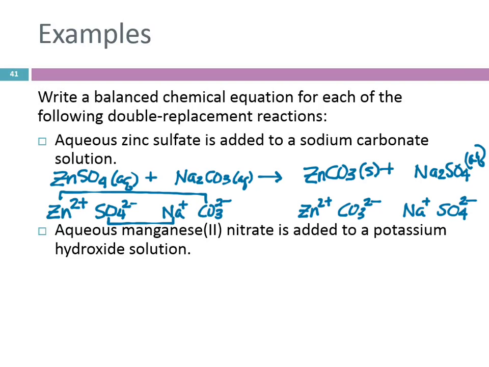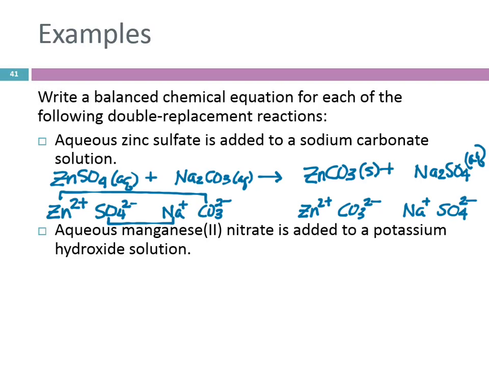That's how we predict the products. We swap partners and identify, is one of these insoluble? And if so, which one? Then we have to balance this. We have one zinc, and we have one sulfate, and we have one carbonate, and we have two sodiums and two sodiums. Cool, balanced. Always check. Any questions about that one? Yes? So only one has to be insoluble? Only one needs to be insoluble. And frequently it is just the one, but it is possible for the other to be a solid as well.